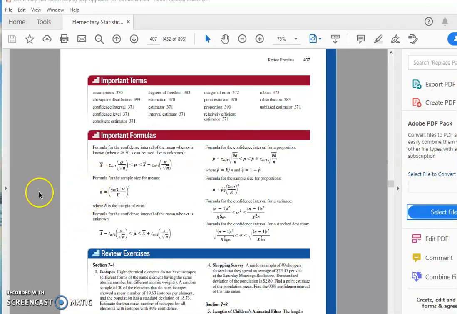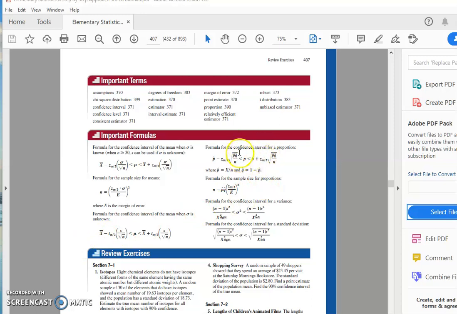Okay, so these are the important formulas from the textbook from the end of the chapter, and this is the one that we use. We use the Z distribution if we know the sigma when we're calculating the interval for the mean, and for the situation where we do not know sigma, we use this one. We use the T distribution. If you look at them, you can see they're very, very similar.